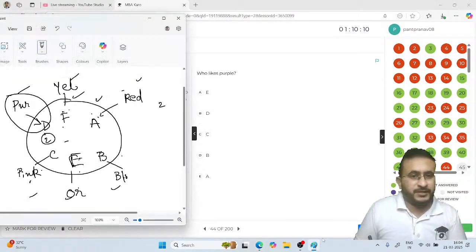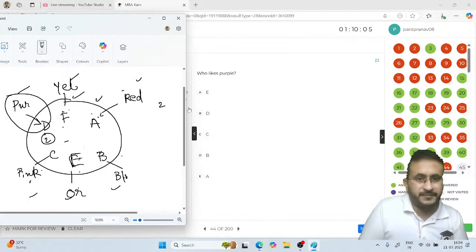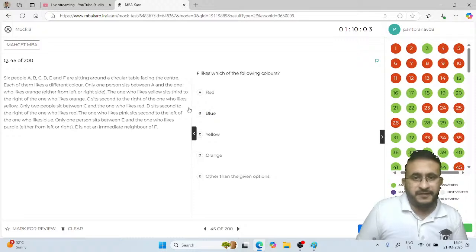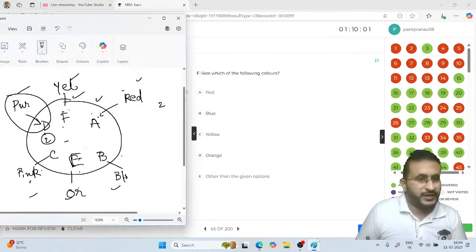Who likes purple? So we have purple is by D. F likes which of the following colors? So F likes yellow color.